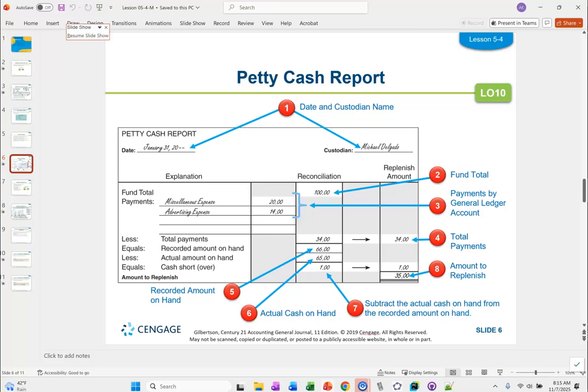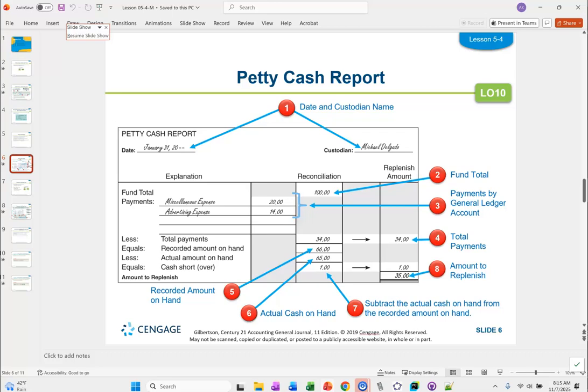So the recorded amount of cash on hand, we should have had $66. When I opened up the petty cash box and I counted, I found I only have $65. So in this case, we have a cash short of $1, which means to replenish the petty cash, I need $35 total to put back in to get us back to the $100 we want to keep on hand at the start of every month.